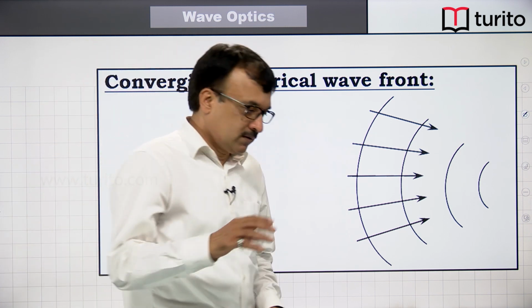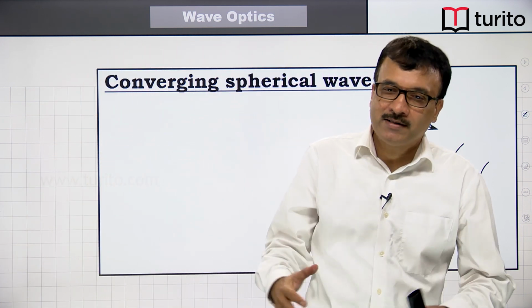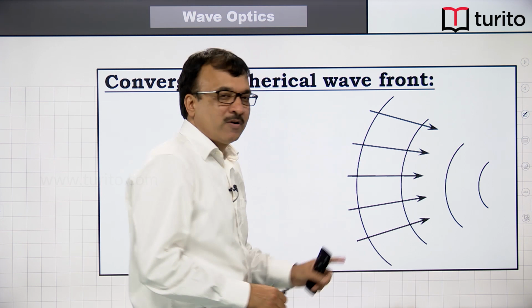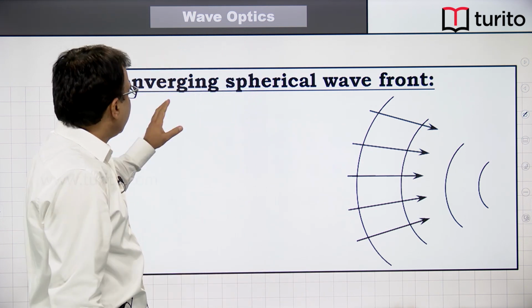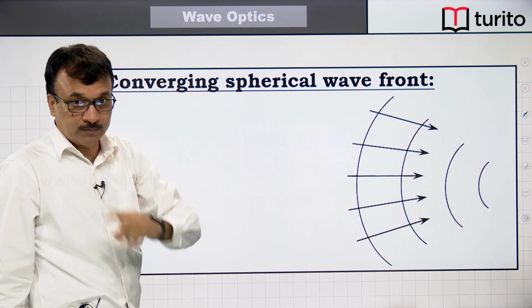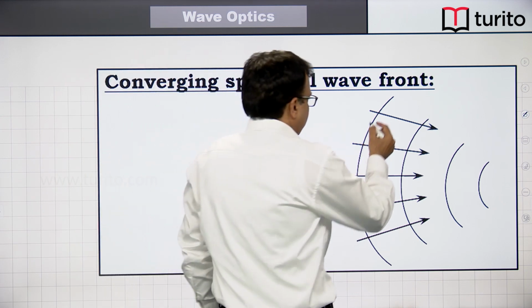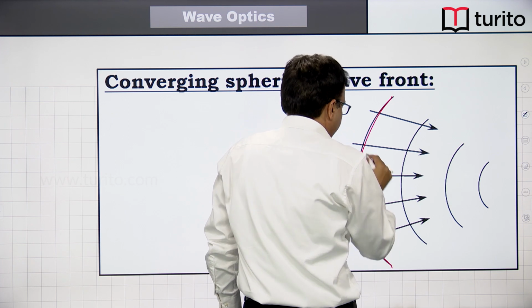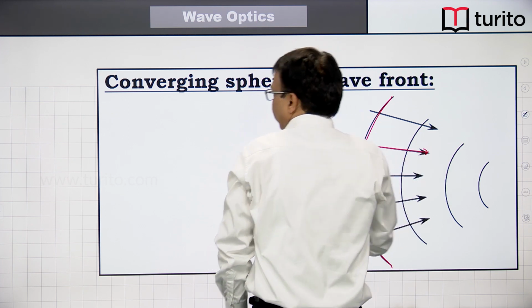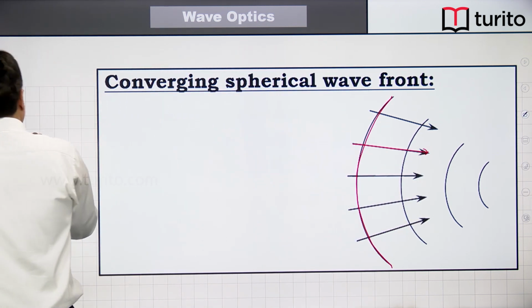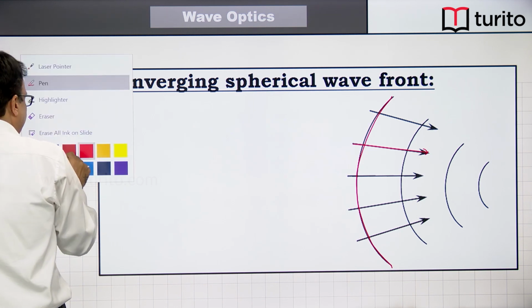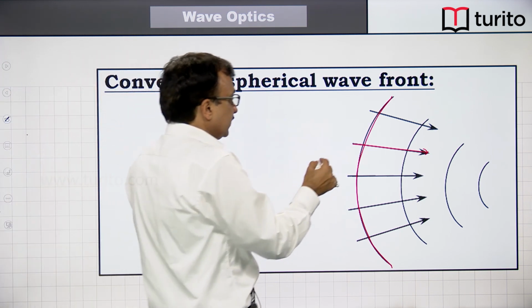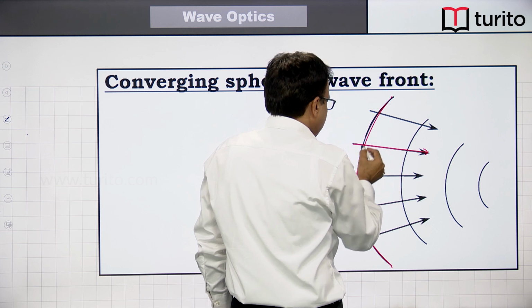As far as numerical problems for IIT-JEE are concerned, these things are more important for us. Converging spherical wavefront. This is the wavefront, and these are the waves. If waves are converging, the size of the wavefront is decreasing. Remember, these waves are perpendicular to the wavefront.